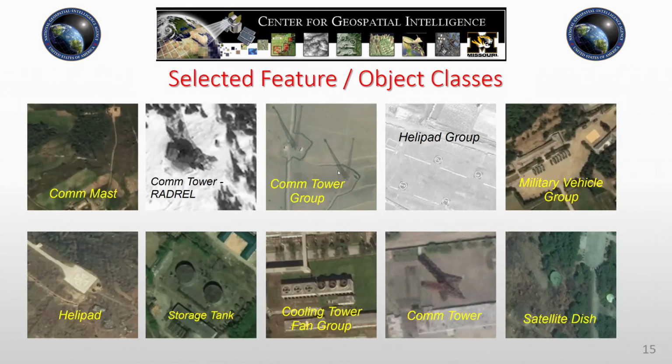This is examples of those, one chip example for each of those 20 feature and object classes. This has the first 10. I'll pause there. I'm not going to read all of these out. We see some communication towers, military vehicle groups, clusters of military vehicle groups, some foundation GeoInt type of things, like the cooling towers and communication towers, satellite dishes, helipads, things like that.